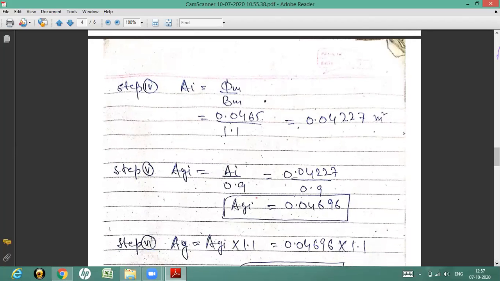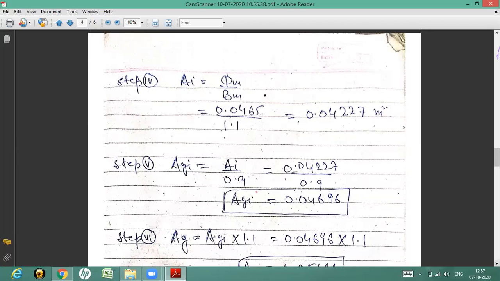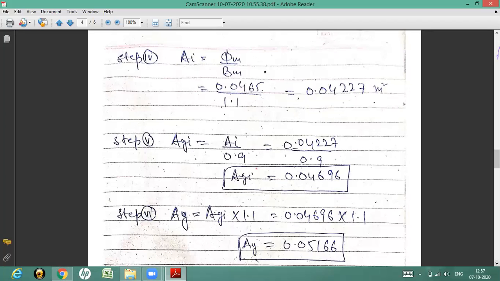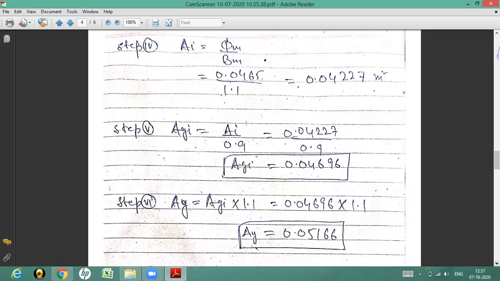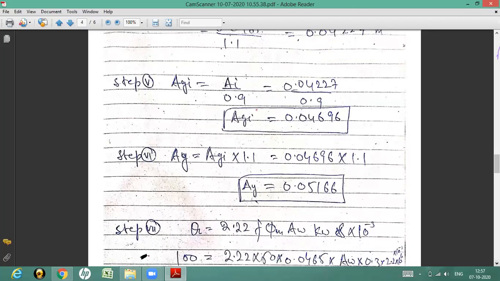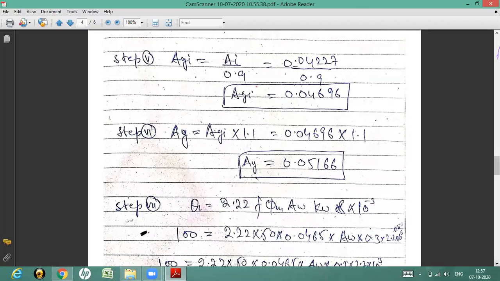So after that, here I can substitute the last method, that is AY is equal to AGI into 1.1. This was the last step, but I have already done it. So your AY is equal to 0.05166. Clear? So leave it. Next, I can substitute this value in the output equation, that is Q is equal to, since it is a single phase transformer, Q is equal to 2.22 into F into phi m into AW into KW into current density into 10 raised to power minus 3.